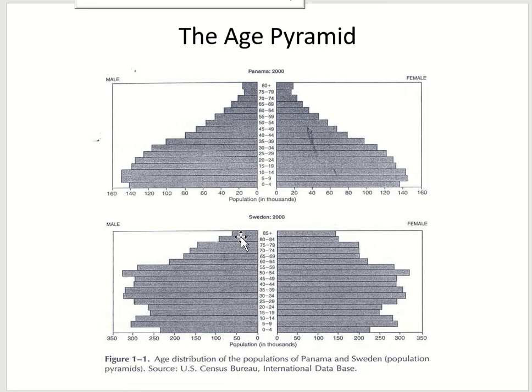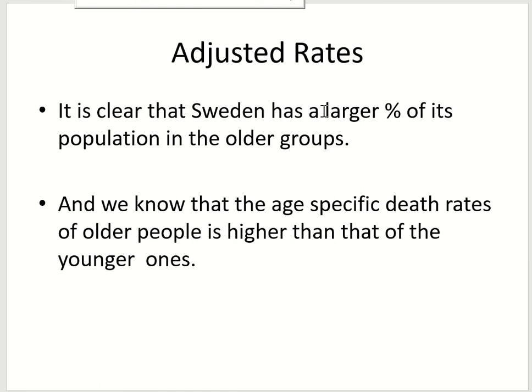Versus in Sweden, you have more of a barrel-shaped age distribution, meaning that more of the population is older. So a high proportion of the population is within their 50s, 60s, 70s, and 80s, and since they're older, they have a higher risk of death, and that's pretty normal. So here's what's going to happen. It is clear that Sweden has a larger proportion of its population in the older groups, and we know that the age-specific death rates of older people are higher than those of the younger ones.